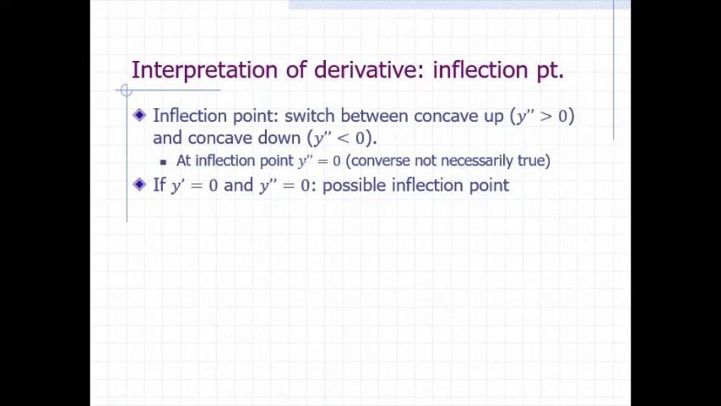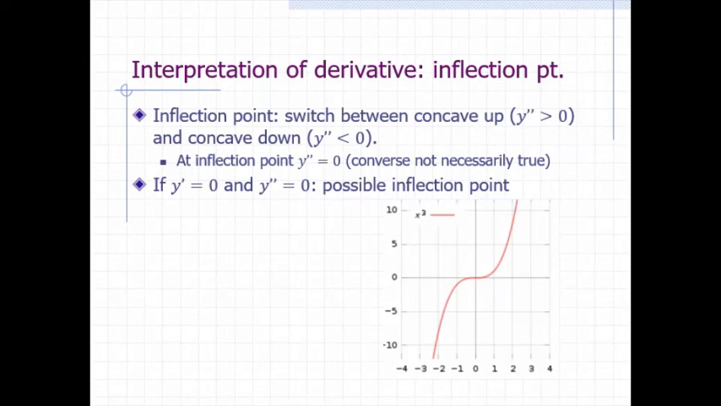Here's an example of a function with an inflection point. Here, y is equal to x cubed. The plot is concave down at x less than 0 and concave up at x greater than 0. So x equals 0 is an inflection point. At x equals 0, both first and second derivatives are 0. The slope becomes less steep and approaches 0 as x approaches 0. But the first derivative is positive on both sides.